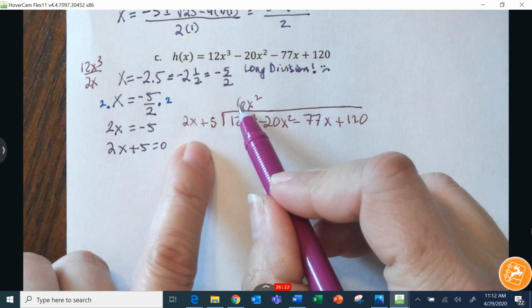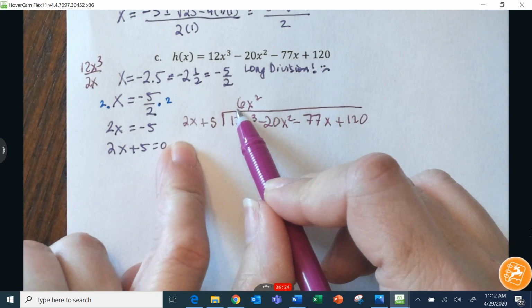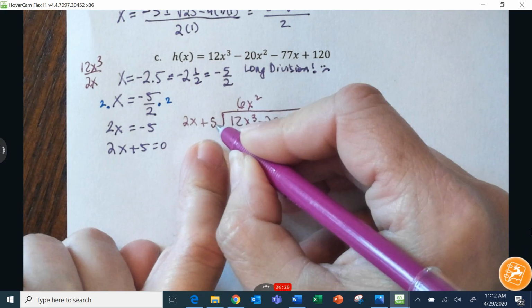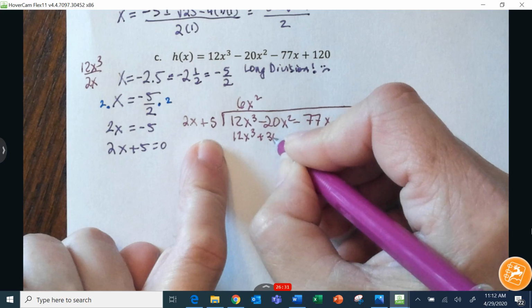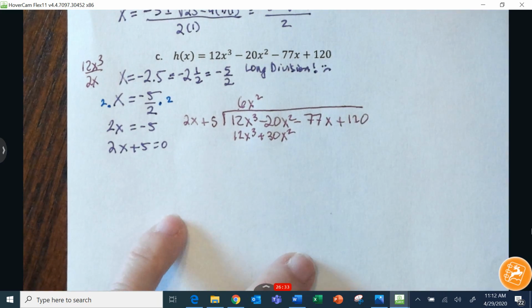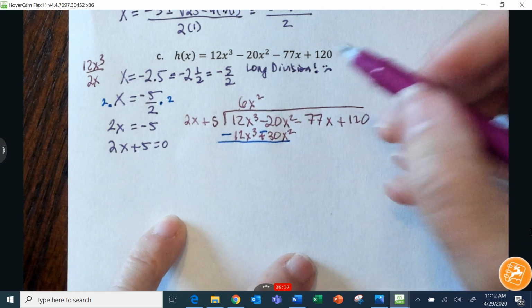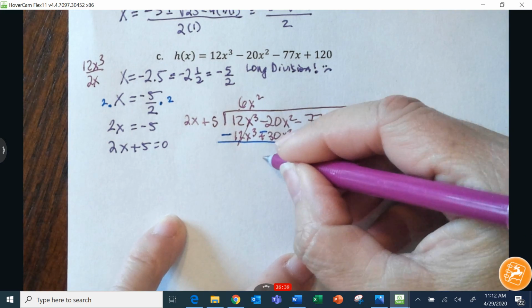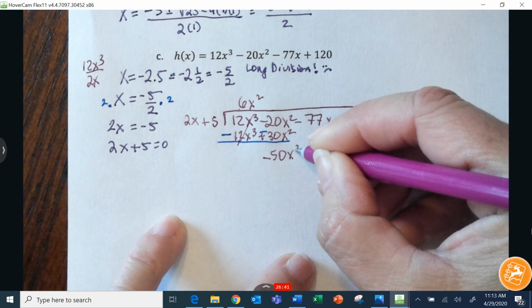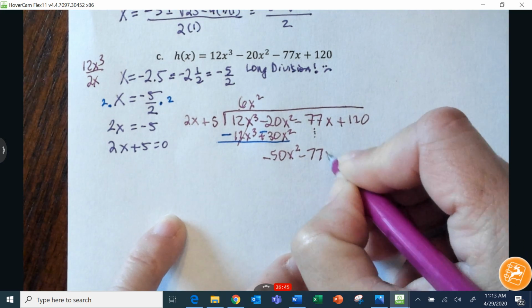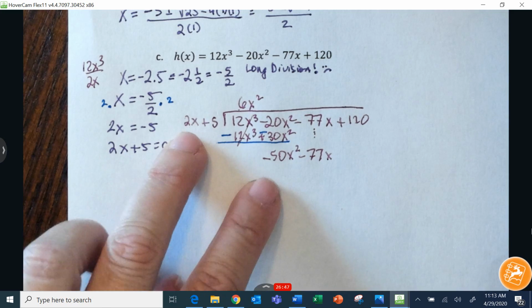Then we multiply by distributing. 6x squared times 2x is 12x cubed. 6x squared times 5 is positive 30x squared. We draw the line. We change the signs, and then we add. Those will cancel out. I get -50x squared. Then we bring it on down, -77x. And we divide again.